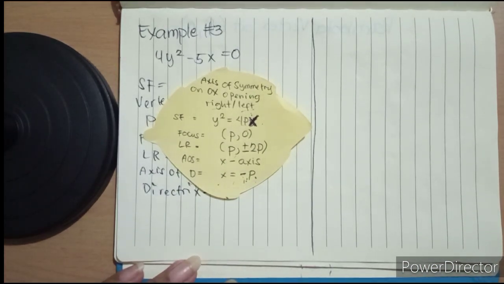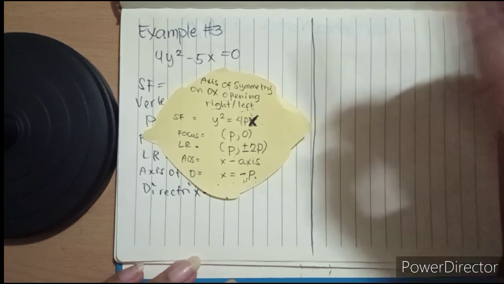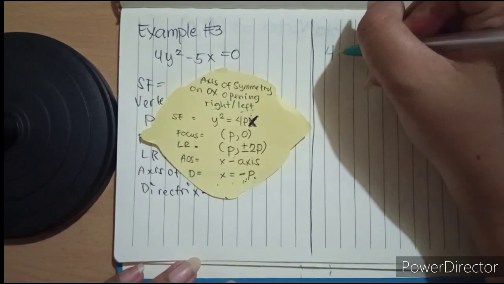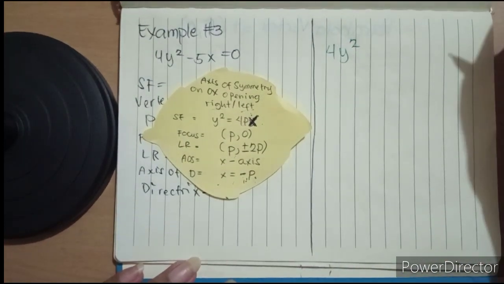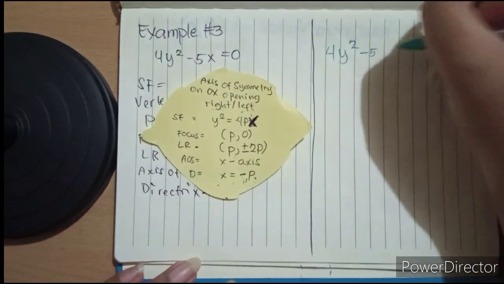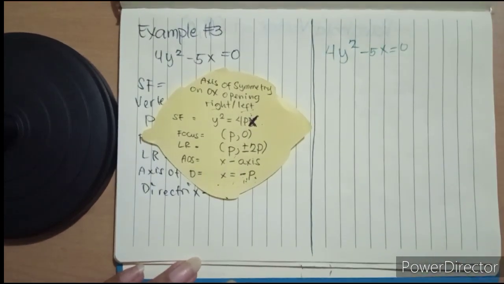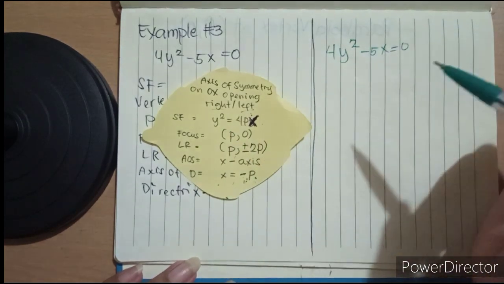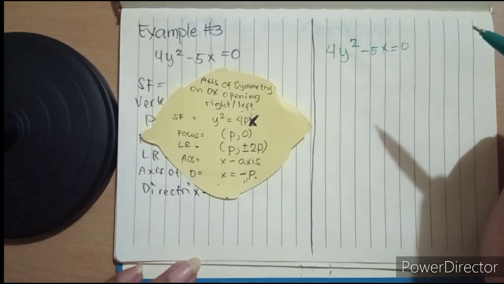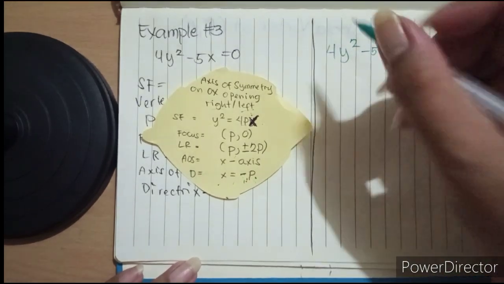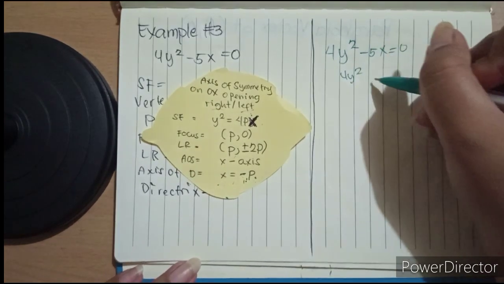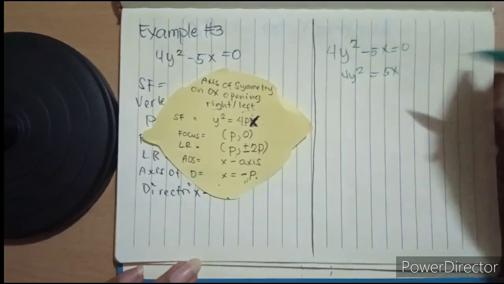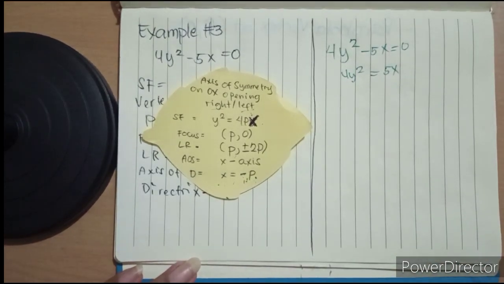Okay? So, first, let's find the standard form. Let's rewrite muna tong equation natin dito sa kabilang side. So, we have 4y squared minus 5x is equal to 0. Katulad ng mga ginagawa natin kanina sa first two examples, ilalabas natin yung hindi naka-squared. So, write natin si 4y squared. Then, from negative 5x, pag nilabas, magiging positive 5x.